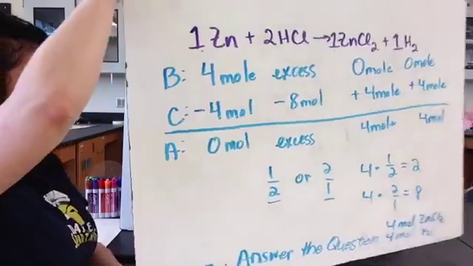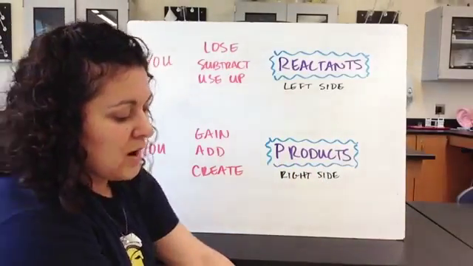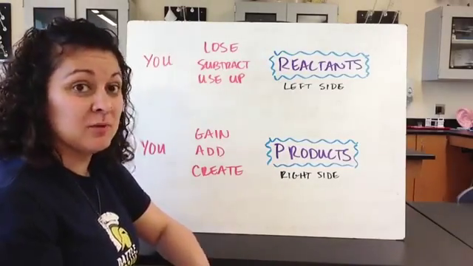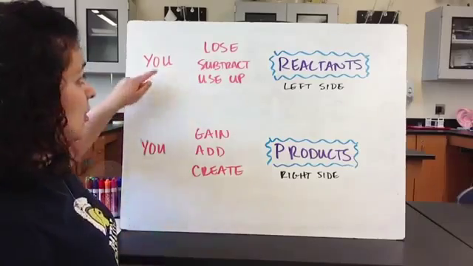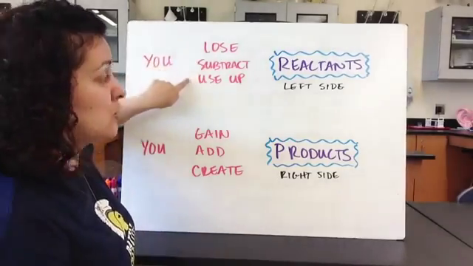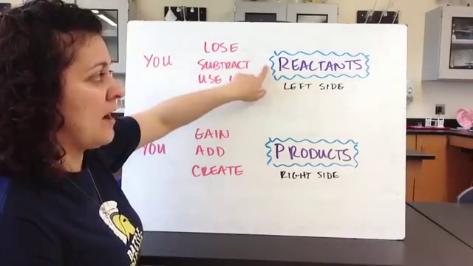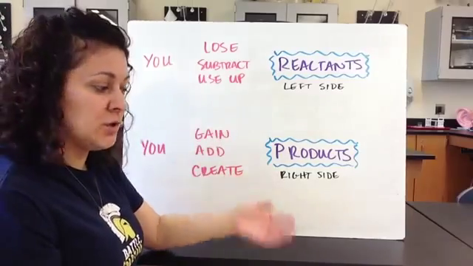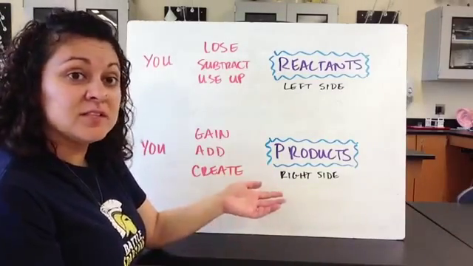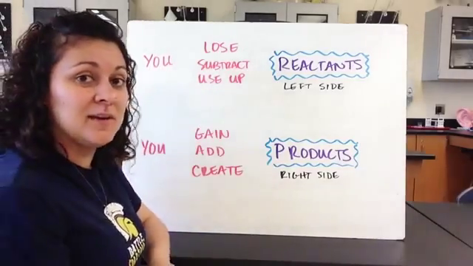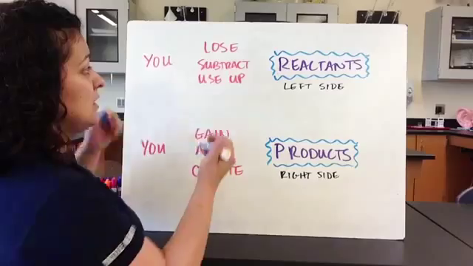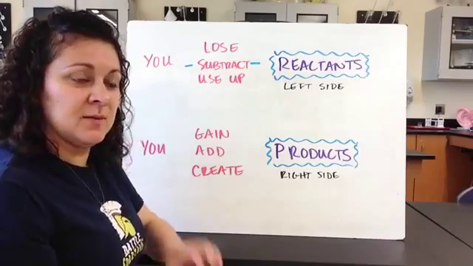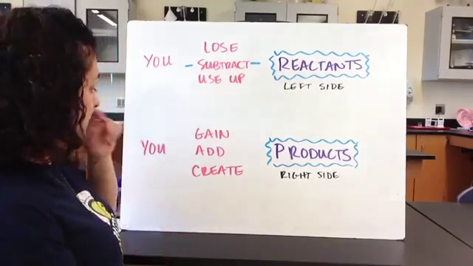All right. Lastly, we need to talk about what key words we can use to help us decide how to solve problems. So when you are losing or subtracting or using up, you are talking about your reactants. You're talking about the left side of your equation. So that's going to be very important when you're reading the problems. You're going to want to pay really close attention to these words that are being used, and you're also going to want to pay attention to what you're doing on the BCA table. You need to know that you are going to be subtracting on that side for the BCA table because you are using up those reactants.